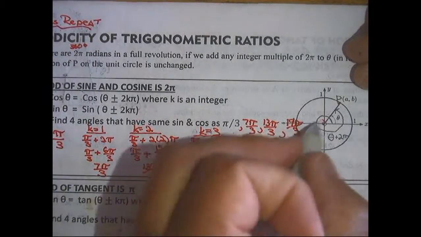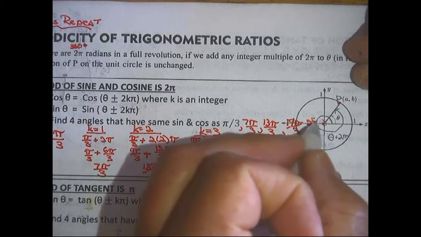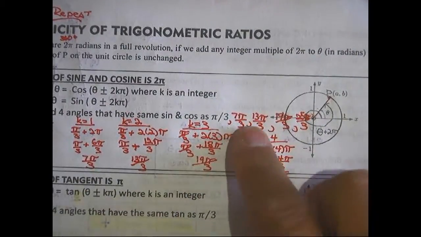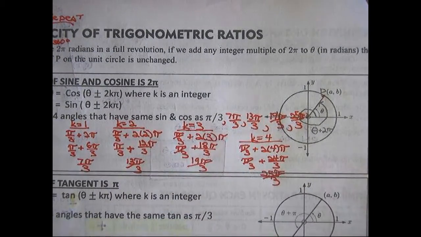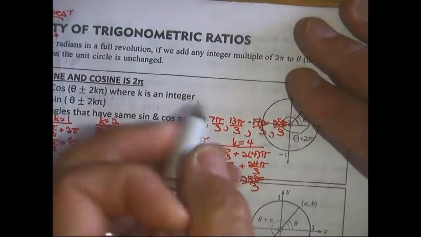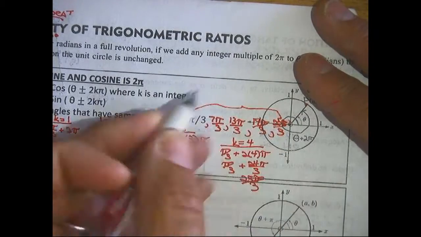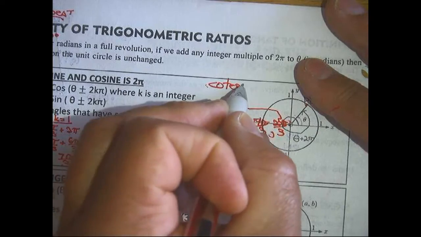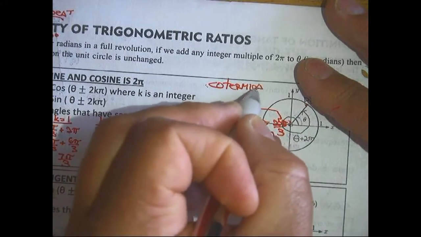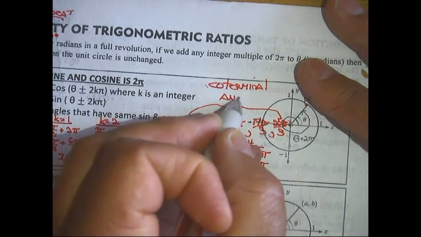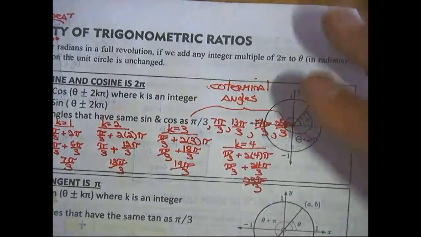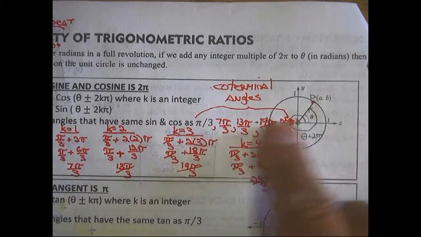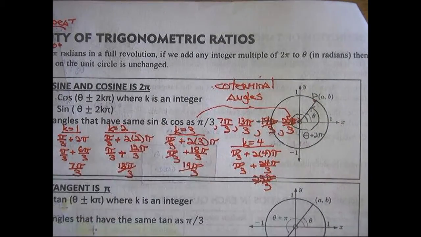These are all the same. We call them coterminal angles. They terminate at the same place. All of these would have the exact same sine and cosine value.